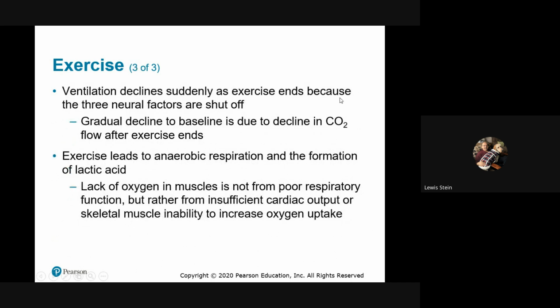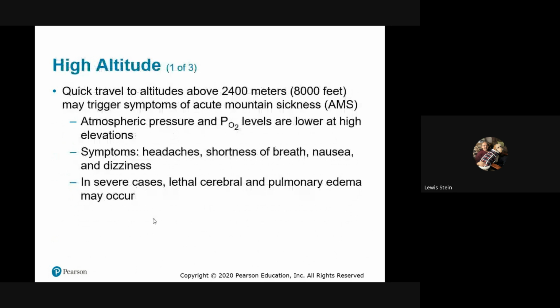And again, the gradual decline to baseline is due to the decline in CO2 well after the exercise ends. Exercise leads to anaerobic respiration, lactic acid, etc. It's not from bad function, okay? This has to do more with cardiac output, but really the skeletal muscles as they contract. You're going to get a certain amount of lactic acid you're going to have to deal with to a certain extent, even aerobically speaking. And then the whole altitude thing.